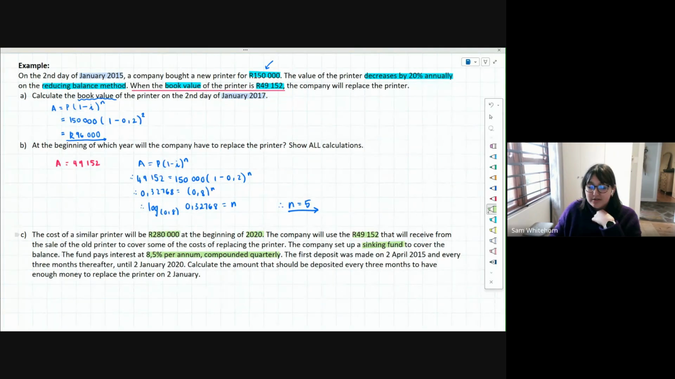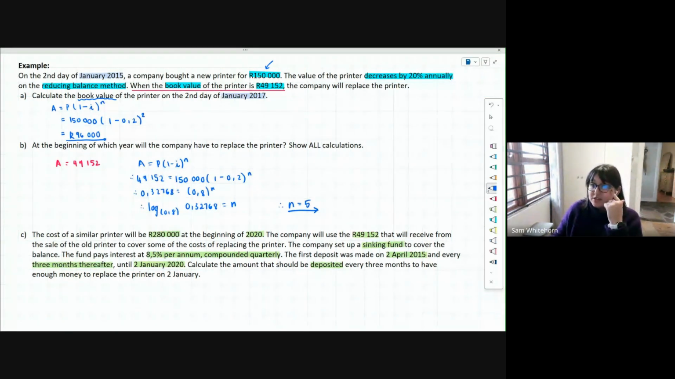Oh, sorry. Yes. Thank you, Leander. I'm going to finish reading this question and then I will come back to what you said. The first deposit was made on the 2nd of April 2015 and every 3 months thereafter. So it's every quarter until 2 January 2020. Calculate the amount that should be deposited every 3 months to have enough money. So basically, what is your quarterly installment? Right, yes, Luanda, thank you so much.